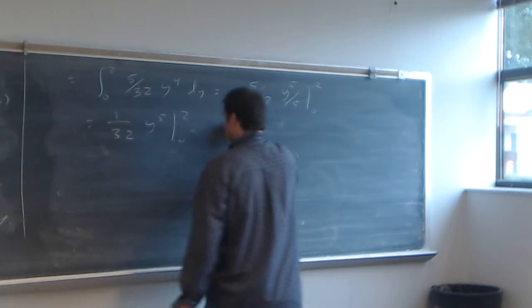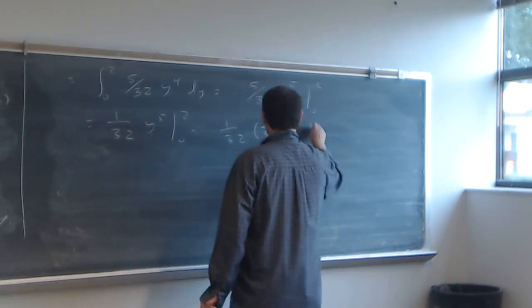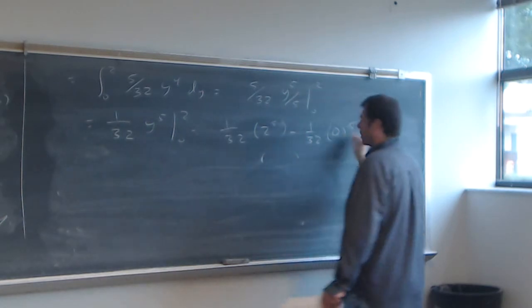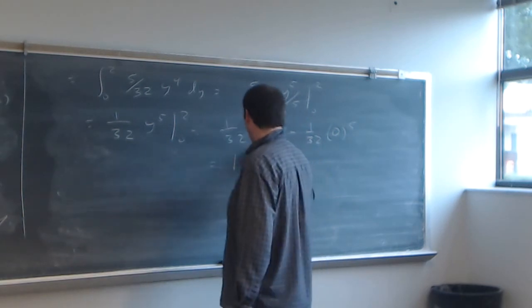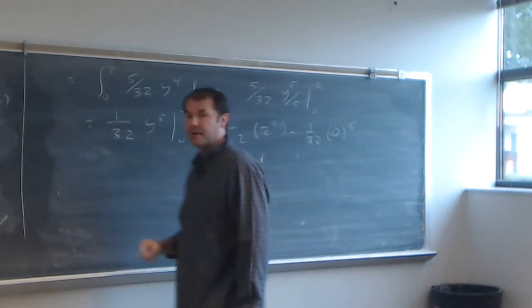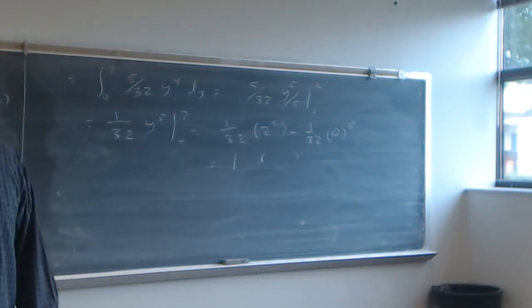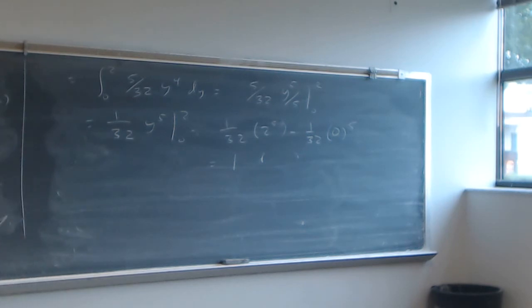When we stick in 2, we're getting 1 over 32 times 2 to the 5th, minus 1 over 32 times 0 to the 5th. Of course, this last part is just 0. 2 to the 5th is 32, so we end up getting 1 for this part, minus 0, so that's 1. And that's what we thought. The double integral of the joint PDF has to be equal to 1 when you integrate over the whole real line.